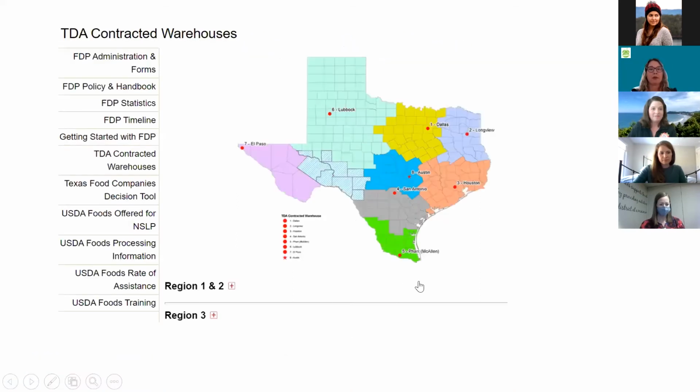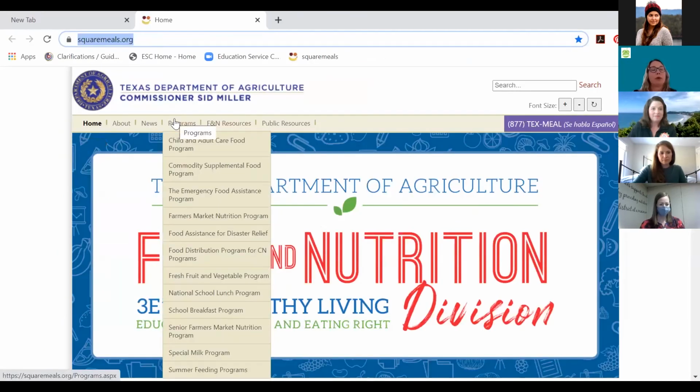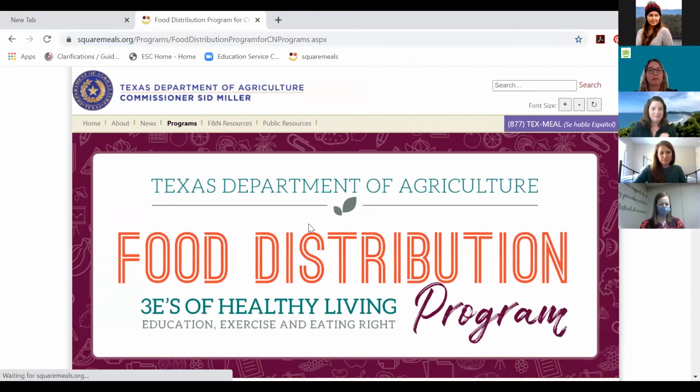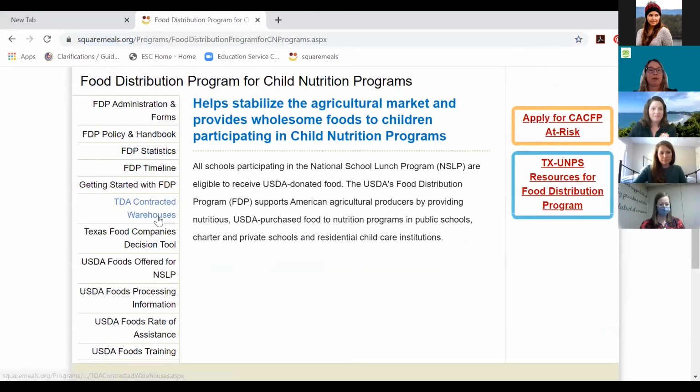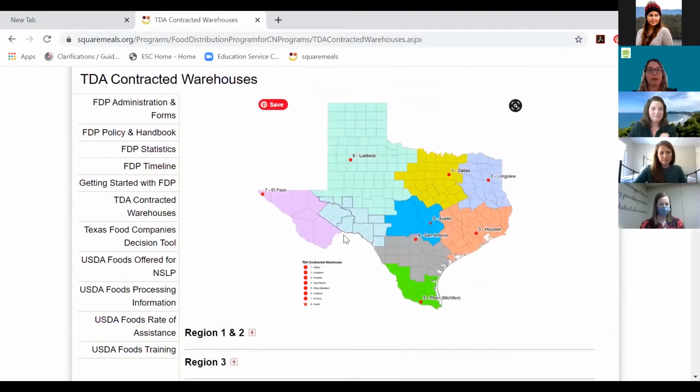Okay. So here's a screenshot from Square Meals, which is the page that we're going to visit now. I'm going to navigate over there. I'm going to share this with you. Okay. So we're going to go to programs, and we're going to go to the food distribution program. Click on that. And then we go to TDA contracted warehouses. And that will pull up the map that we see.